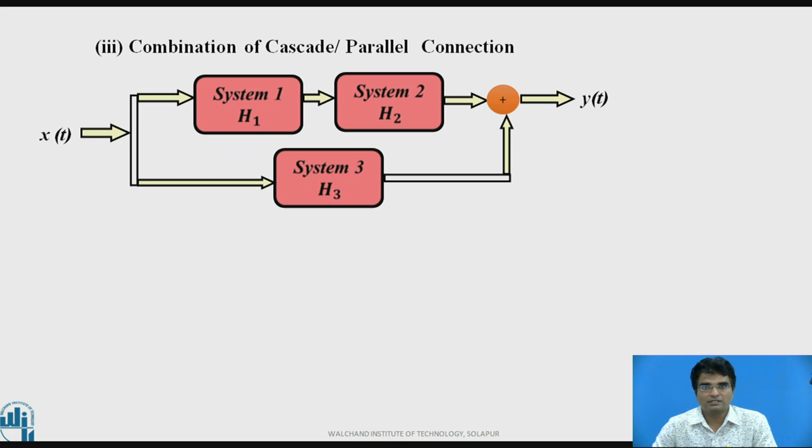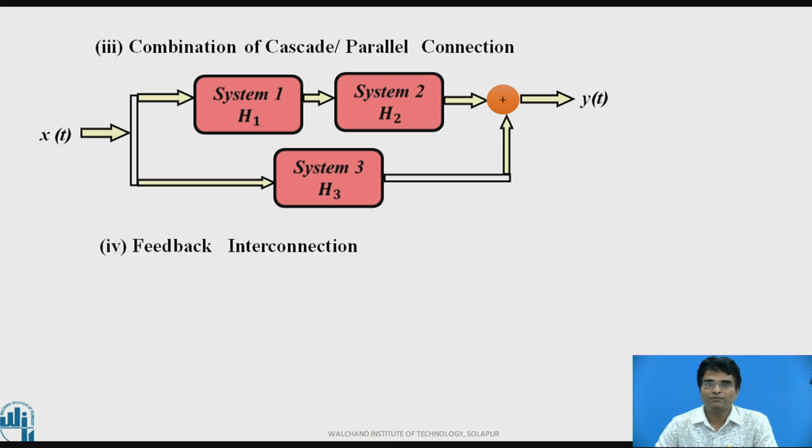For complex transformations, we use another type of connection, that is a combination of cascaded and parallel connections. Here x of t is given to the system H1 and simultaneously given to system 3, H3. System 1 output is given to system 2, that is H2. Then its output is given to the summation. At the same time, the summation takes the input from system 3, that is H3. Finally it produces the output y of t.